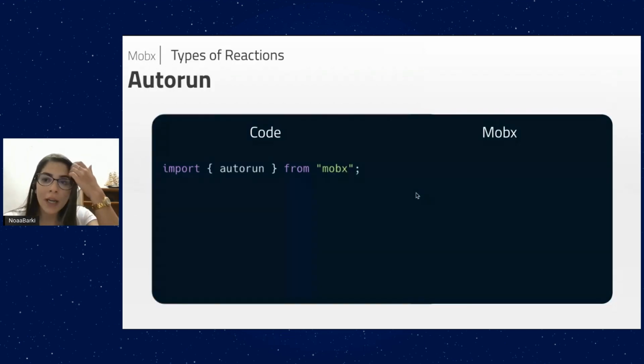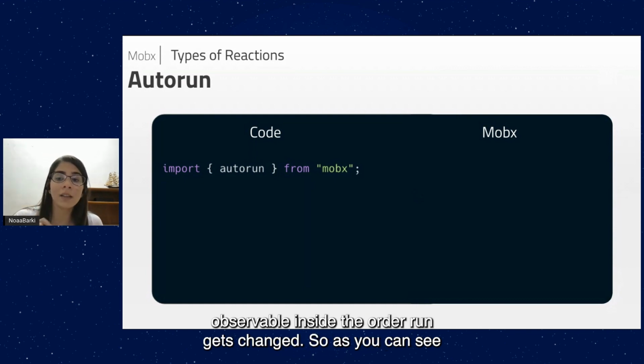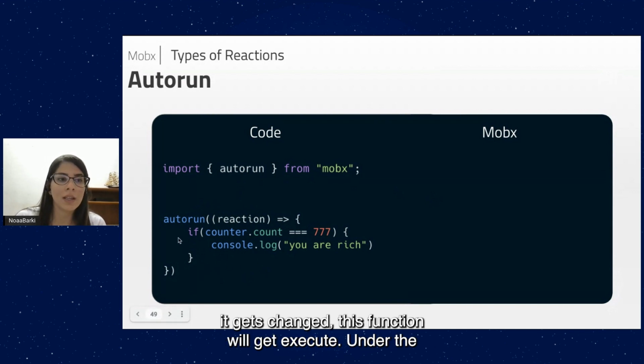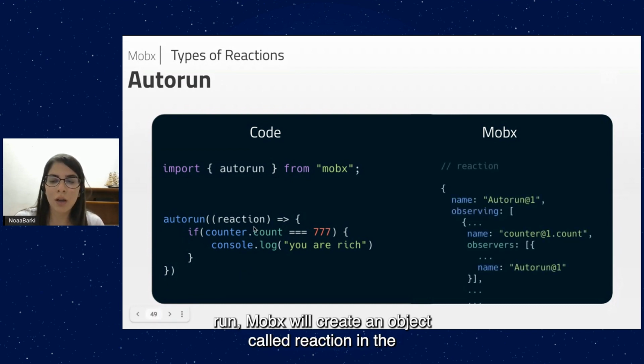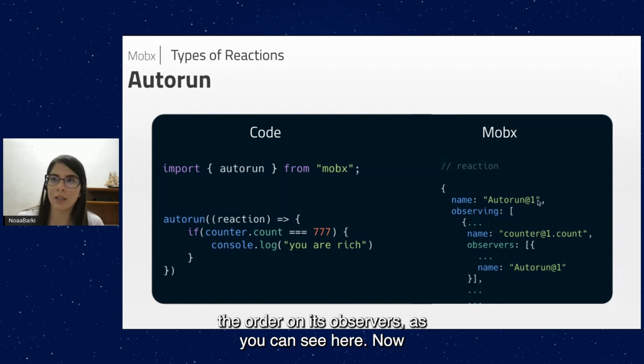The basic type of reaction is the Autorun, which is a function that accepts one function that should run every time any of the observable inside the Autorun gets changed. So as you can see here in the example, we are observing counter. So whenever it gets changed, this function will get executed. Under the hood, what will happen is that on the first time we call Autorun, Mobix will create an object called reaction in the dependencies tree, and it will add all the observables inside the Autorun as its observers, as you can see here.